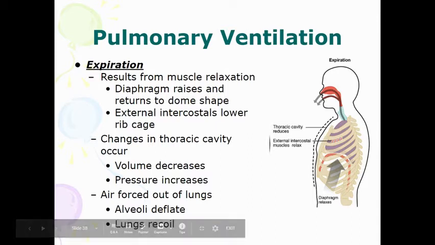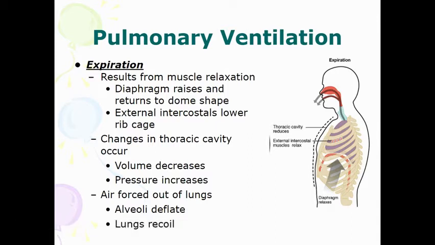Expiration or exhaling is the opposite process. Expiration results from muscle relaxation. As the diaphragm relaxes, it raises up and returns to the dome shape. And as the external intercostals relax, it causes the rib cage to lower. This too causes changes in the thoracic cavity. The volume decreases and the pressure increases. And that pressure forces air out of the lungs. The alveoli deflate as the lungs recoil.